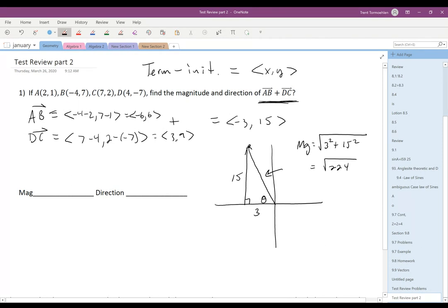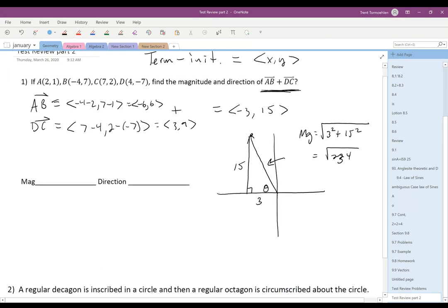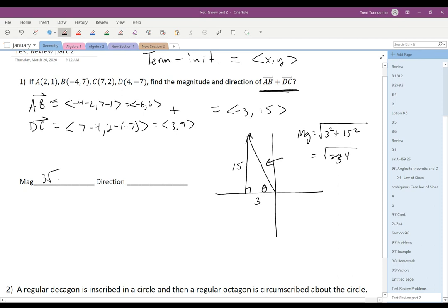9 plus 225, or 234, sorry. That is divisible by 9. So 9 goes into 234 26 times, and so you get 3 root 26. If it doesn't tell you to round, then leave it in radical form. If it told you to round, then you just find out what the square root of 234 is.